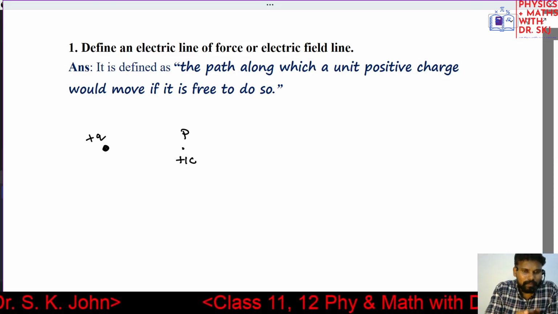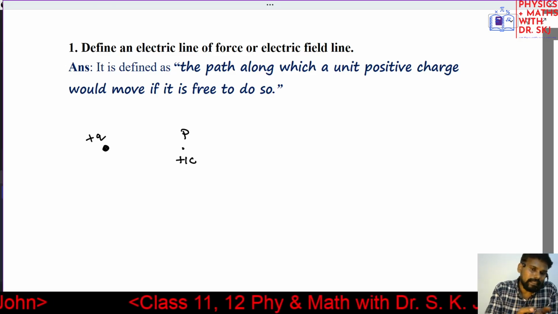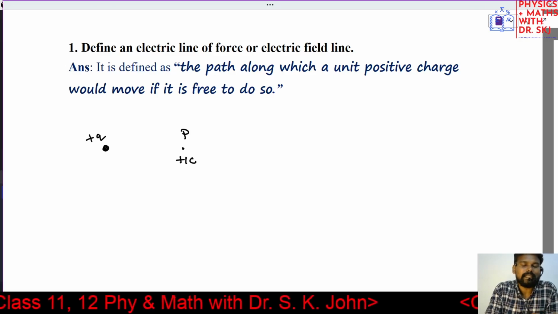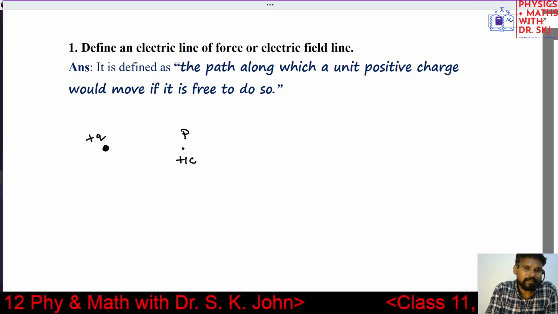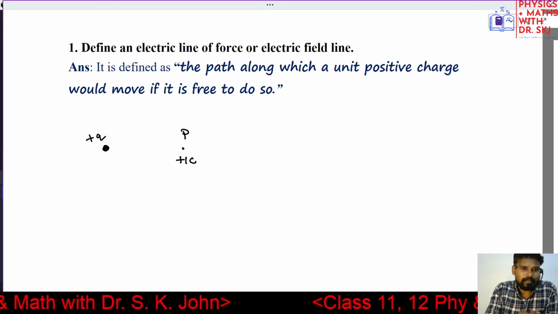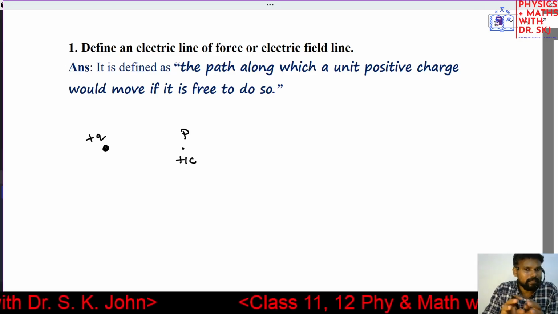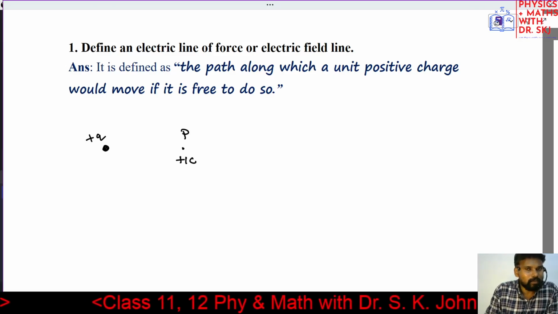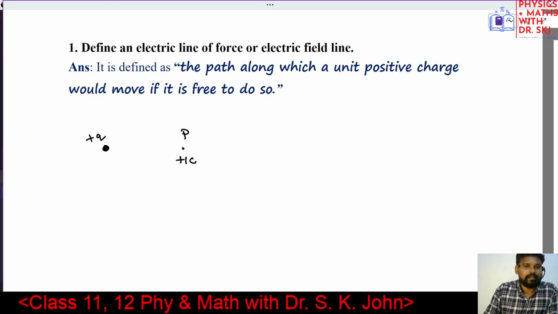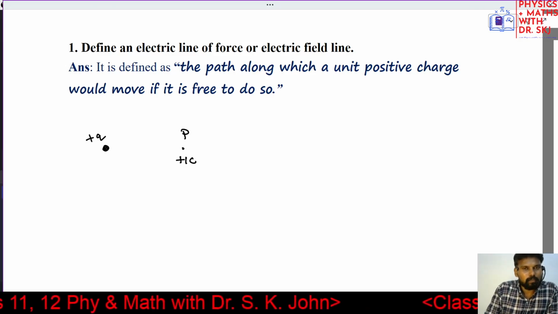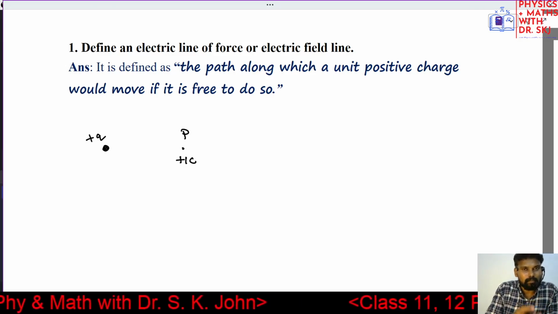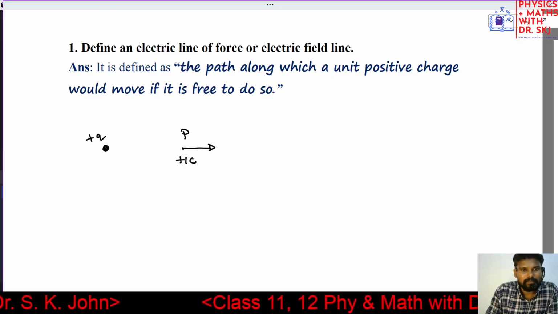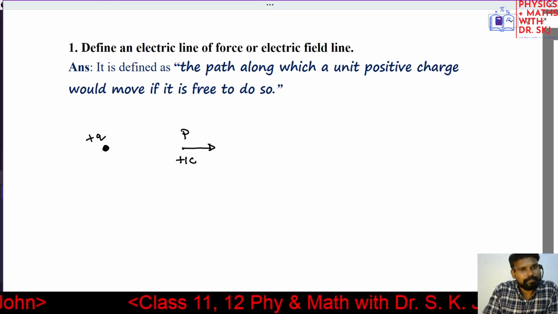What is the definition of electric field? It is the force acting on a unit positive charge placed at a point. That is why we are placing a plus one coulomb charge there. So when this plus one coulomb charge is placed at this point, what happens? It will feel a repulsion from this positive charge because both are like charges, both are positive here.